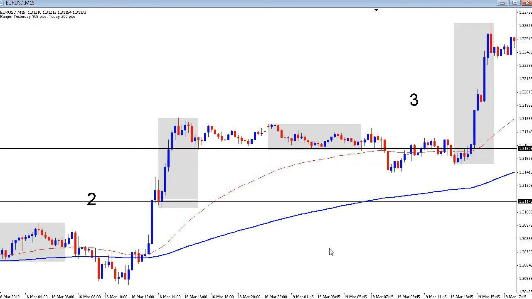Now, generally, one of the better times for seeing this manipulation is out of the Asian session. So starting with 2 o'clock, 3 o'clock in the morning Eastern, which is the start of the European session, 3 o'clock being the start of the London session.